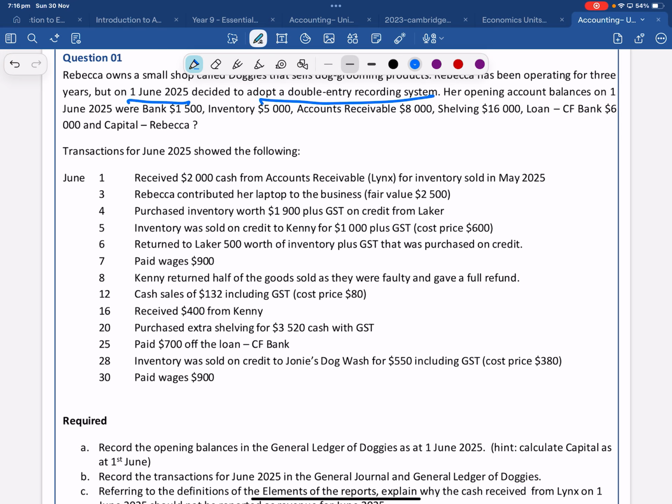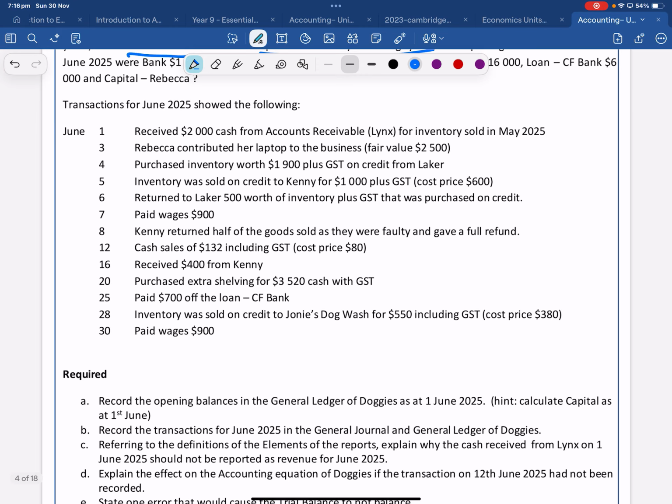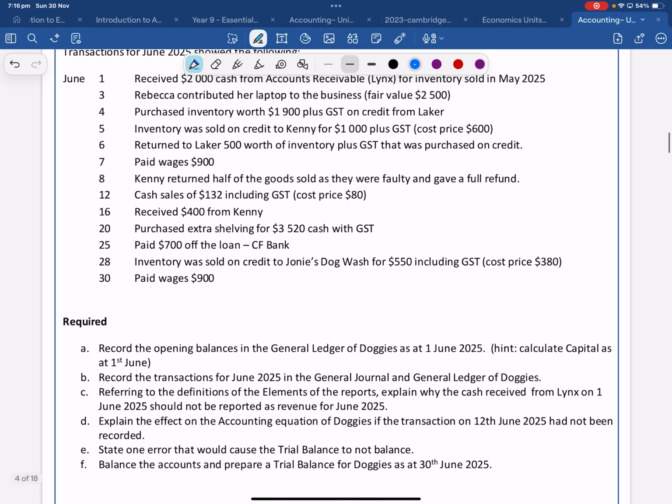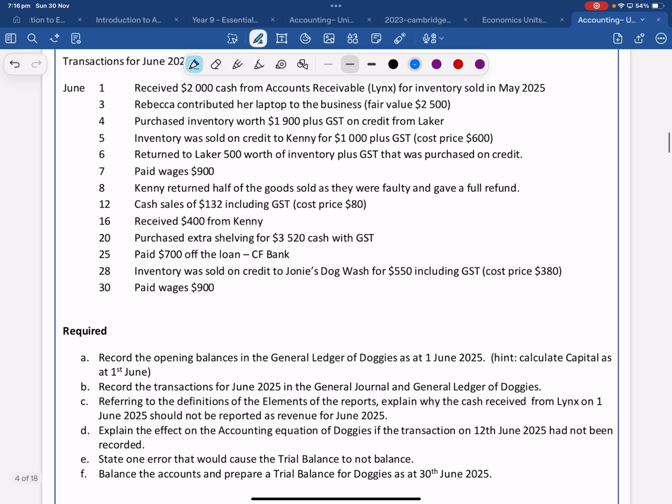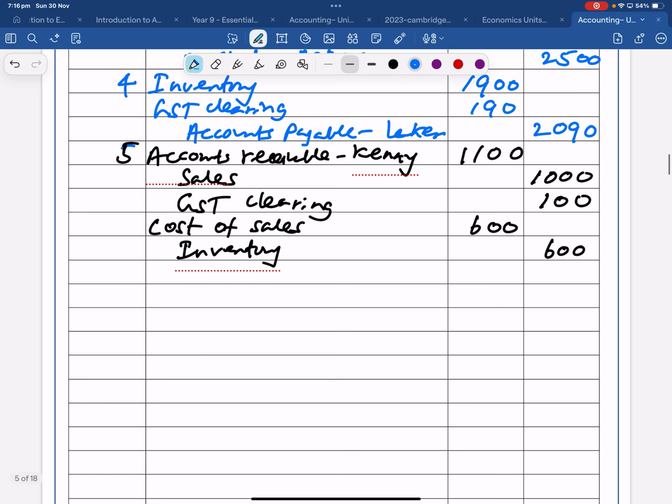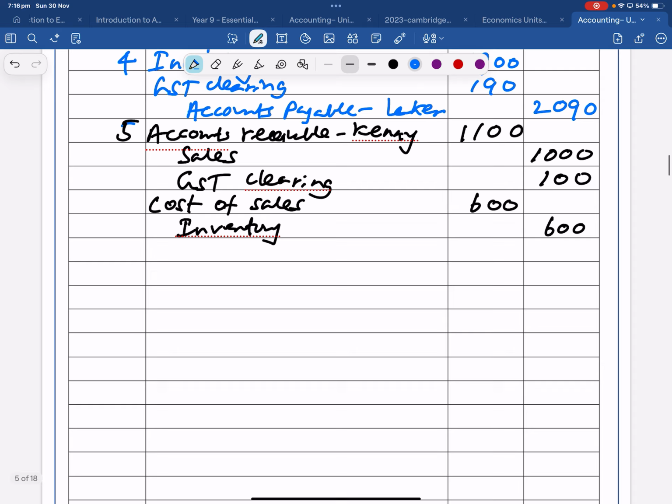Next one, guys: return to Laker 500 worth of inventory plus GST that was purchased on credit. What's the double entry for that? For the 6th. Accounts payable. Accounts payable debit, how much? 580. Yeah, why did we debit accounts payable?